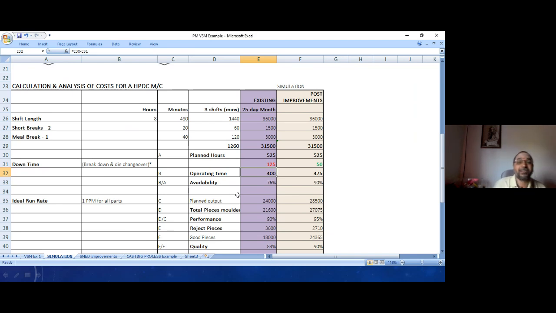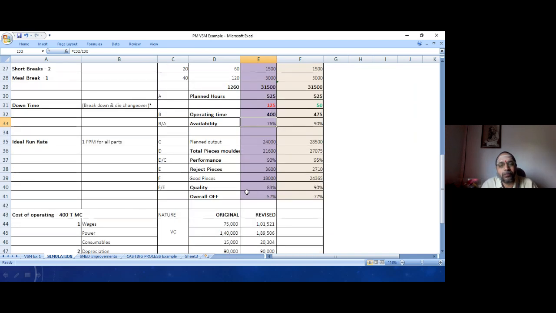Now, die changeover is something which I cannot avoid, but I can definitely improve upon. Breakdown is something which I can definitely avoid if I have a wise preventive and predictive maintenance plan in place. We'll come to that later. But for the moment, I find 400 is my effective operating time. Now, in simulation, what if I am able to reduce this downtime from 125 to 50 hours? A huge reduction, but through targeted activities, I am able to reduce it. We will park it aside for the moment. So that is one part.